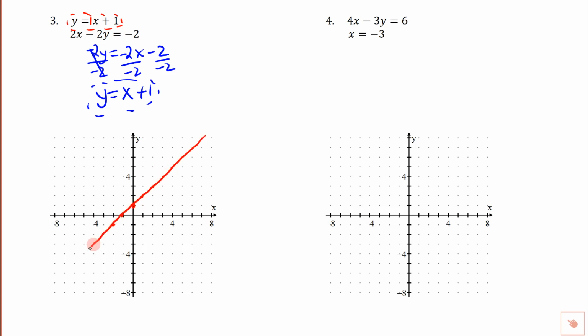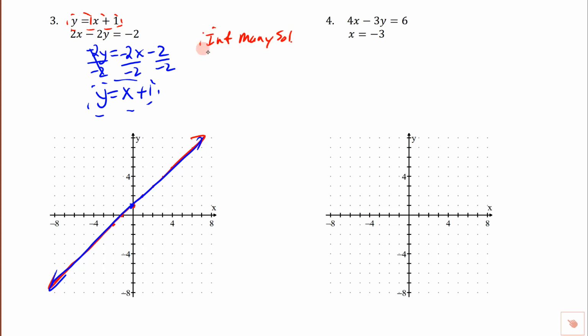And then if we were to graph that blue one, the exact same thing would happen. So these would be right on top of each other. Okay, we'd follow that same stair-step pattern. We get something like this. So they are right on top of each other. They have a ton of points in common. In fact, they've got an infinite number of points in common. So we're going to write infinitely many solutions.